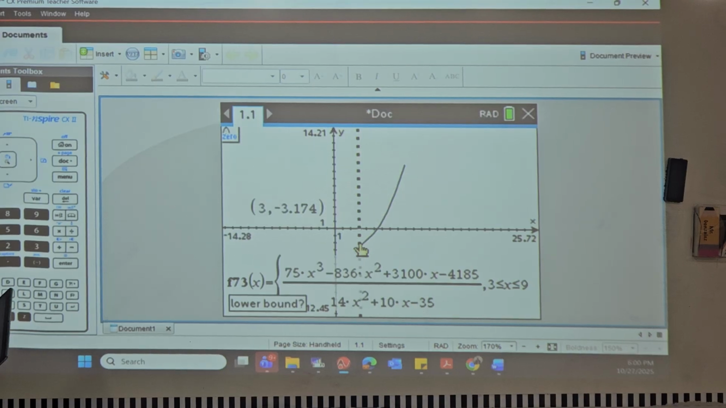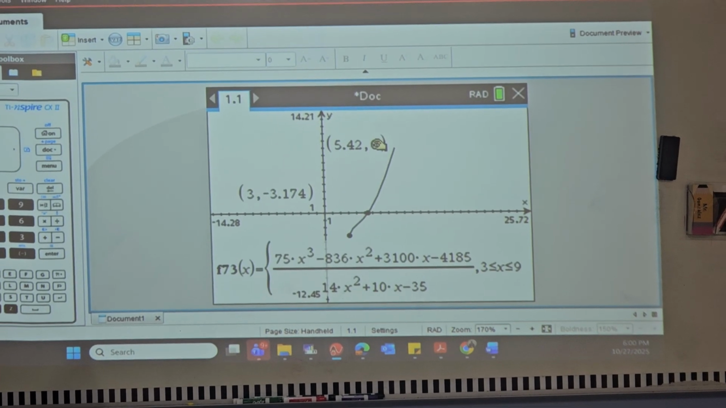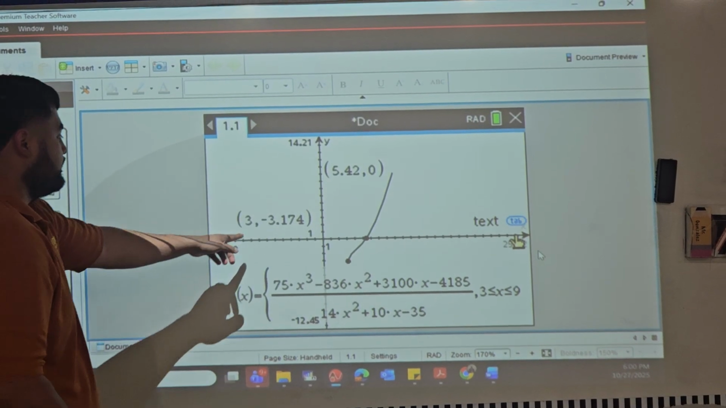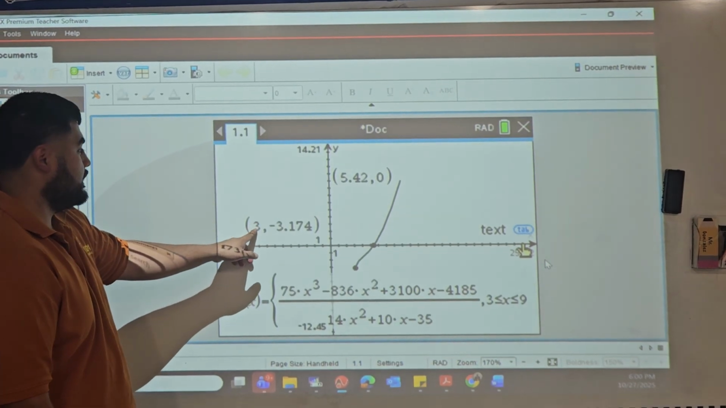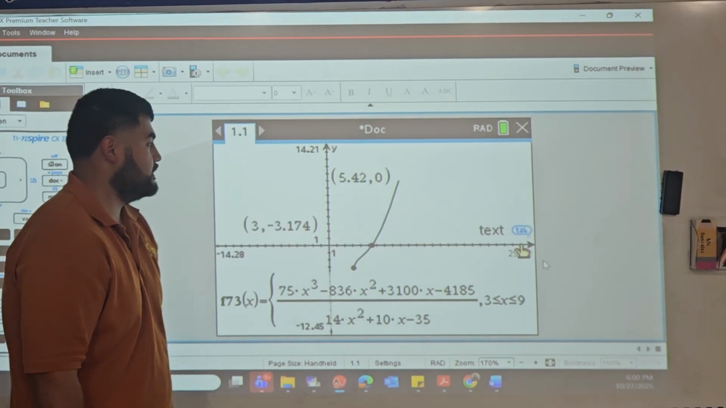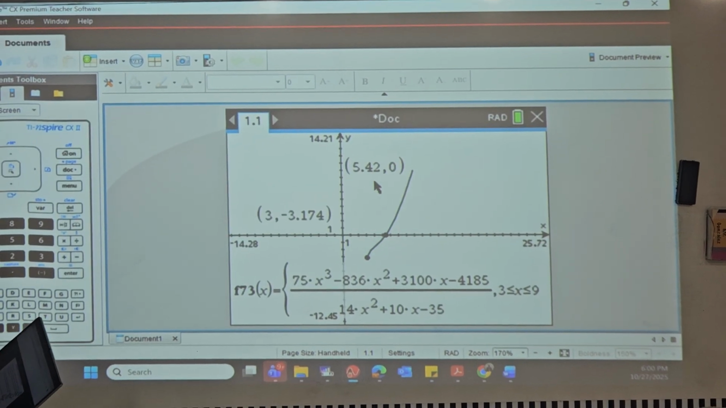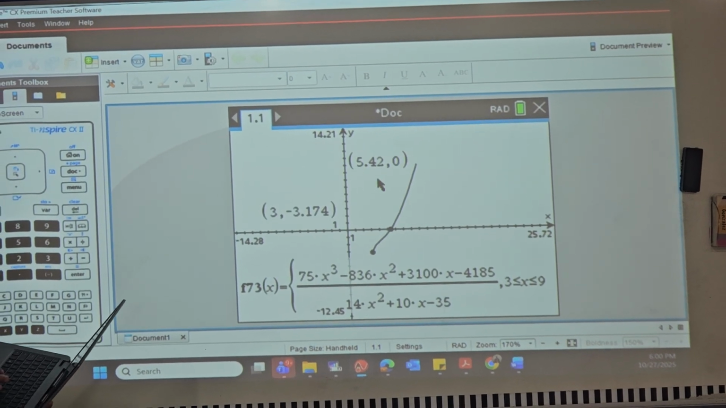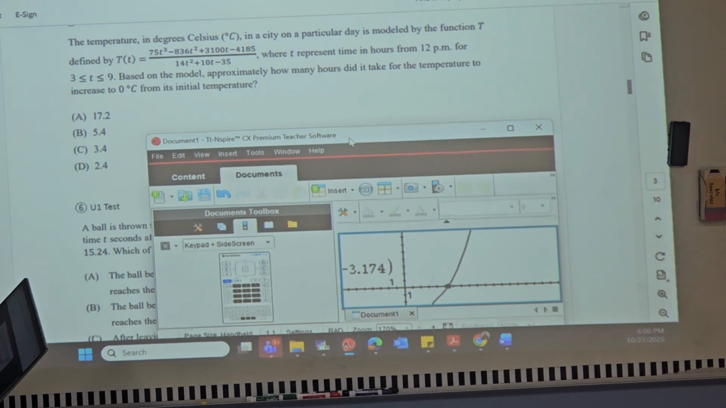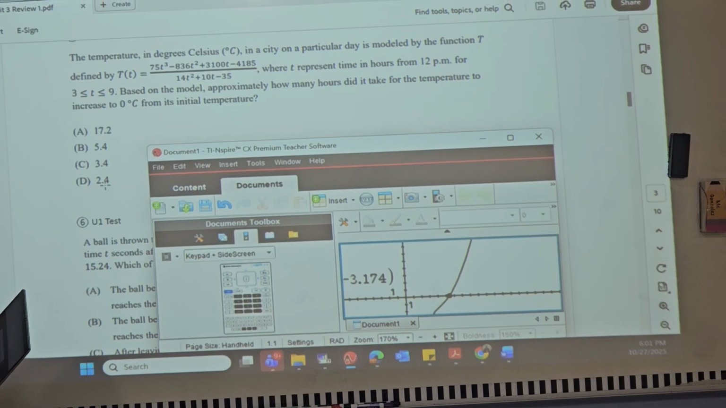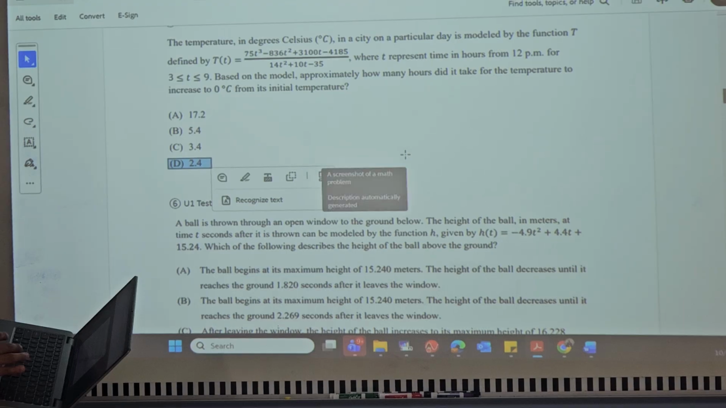And now if I analyze the graph again and try to get my 0, I go from here to here. So there it is. I was at negative 3 degrees Celsius going all the way to 0. So I went from a time of 3 to 5.42. Now what do we do? Simple, just subtract both of these inputs. 5.42 minus 3 should be 2.42, which is really close to our answer here for D. And that is basically it.